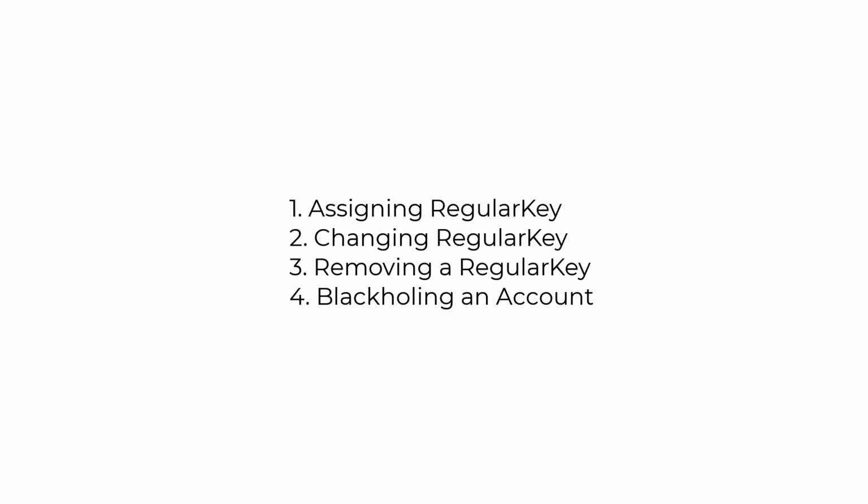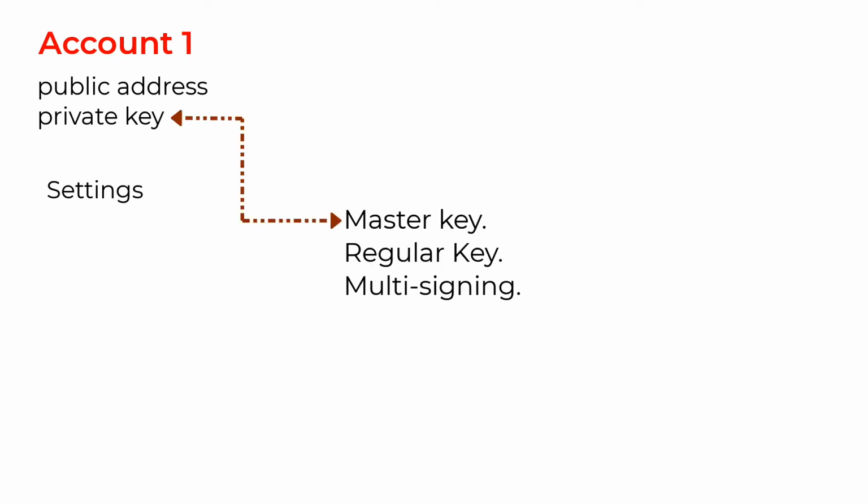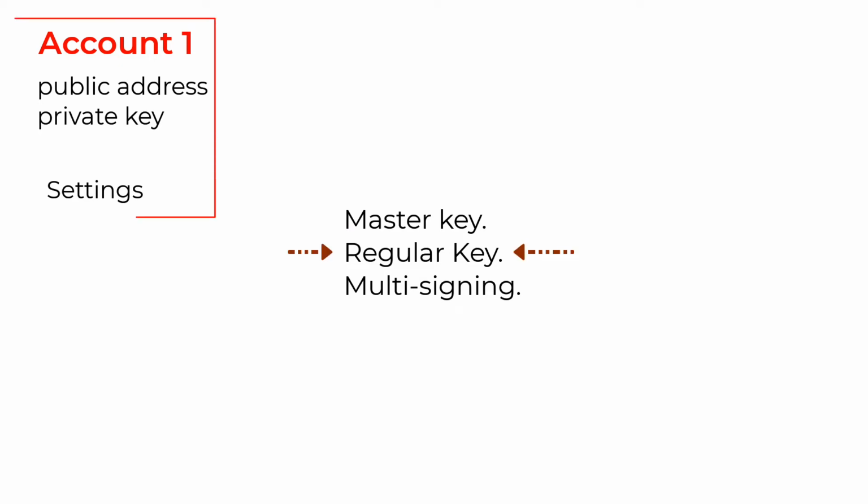Suppose this is your main account, which has a public key and a private key and some settings. To make any transaction on the ledger, you need to either sign the transaction using your master key, or use a regular key, or use multi-signing. So a regular key is one of the options to sign the transaction from this account. But before that, we need to set up a regular key for this account. Setting a regular key is nothing but assigning another account to authorize the transactions from this main account.